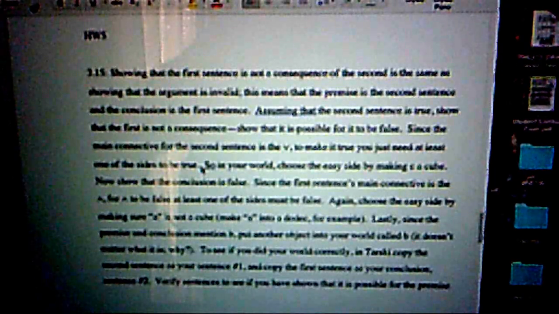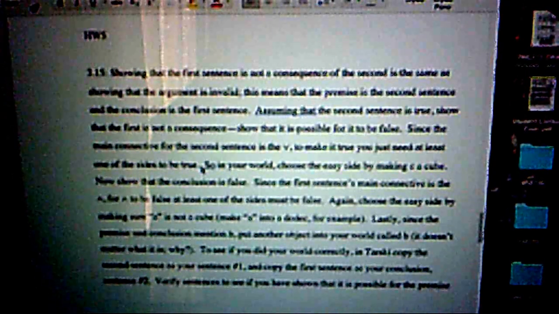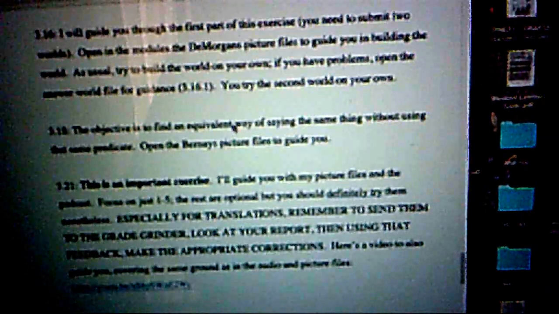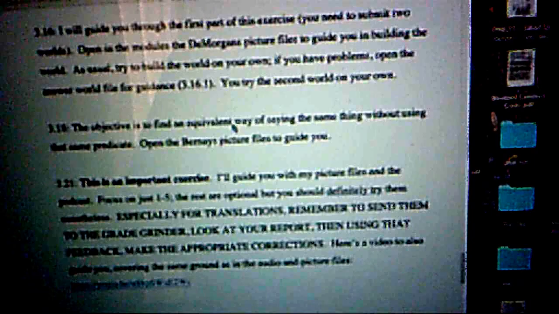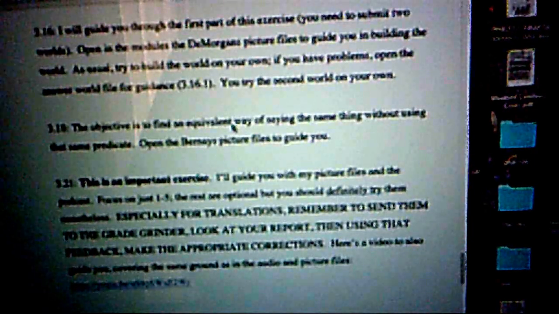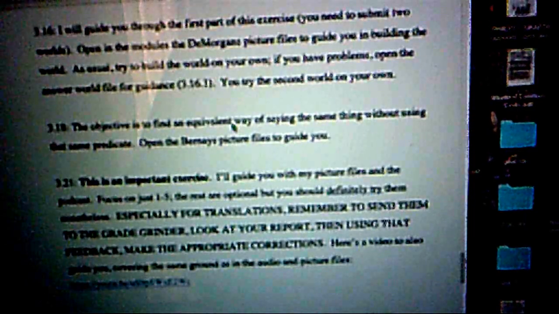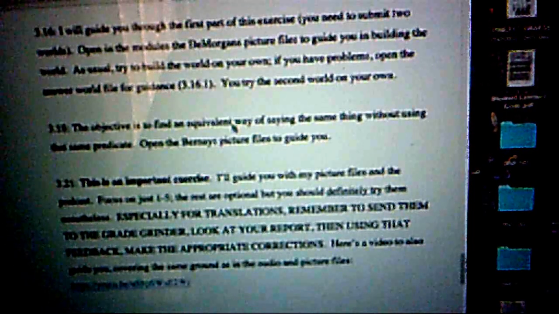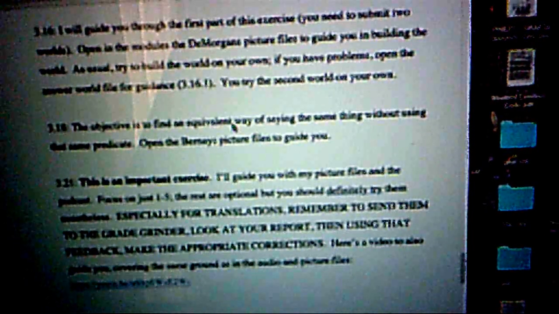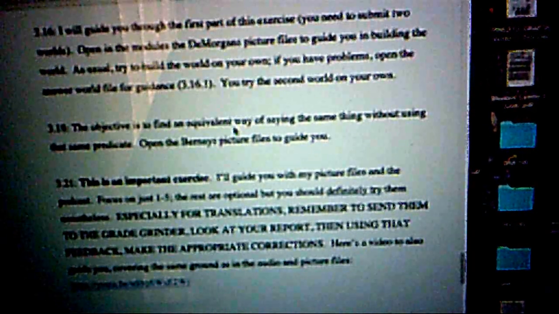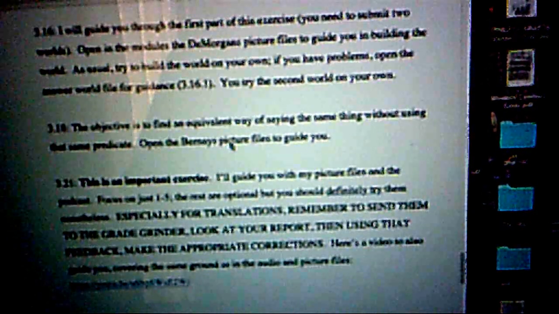So 3.15 is your first homework problem, and if you notice, I basically take you through the reasoning of how this works right here. 3.16 I just took you through. 3.18 is Bernays' sentences, and it's basically trying to find equivalent ways of saying the same thing. So if you say A is right of B, what's an equivalent way of saying that without saying right of? You say left of, right? And you just invert it. Use the audio file as well as the picture files to guide you there.